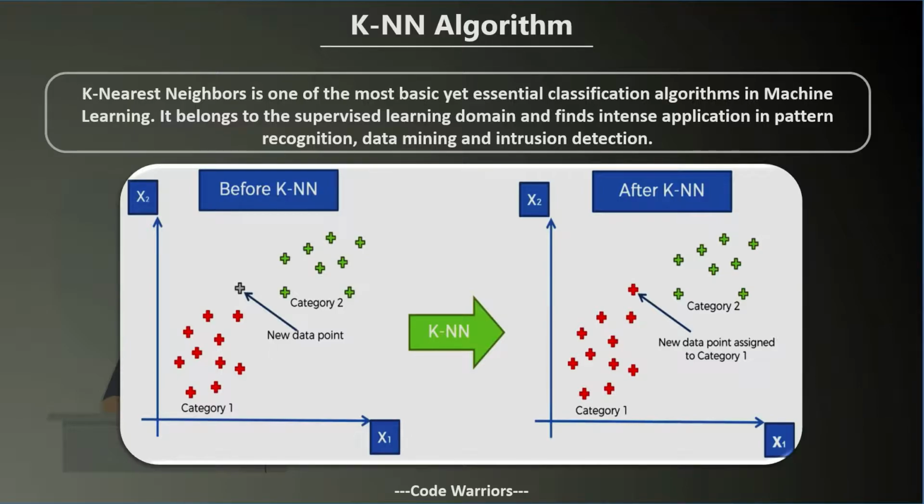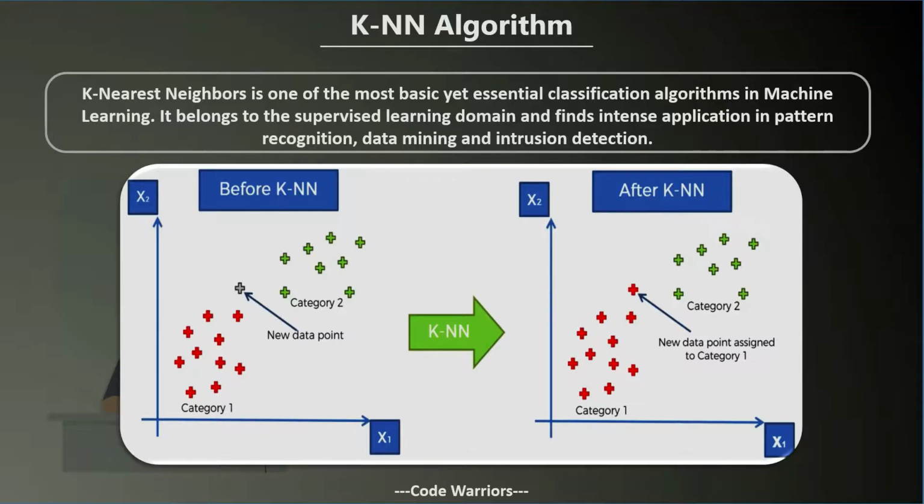As you can see in this picture, on the left hand side there is a plot in which data points are plotted in red and green color. Red data points are category 1 and green data points are category 2. Now if we want to predict which category a new data point belongs to, after applying the KNN algorithm, on the right hand side you can see that the new data point's color is changed to red, which means that this data point belongs to category 1.